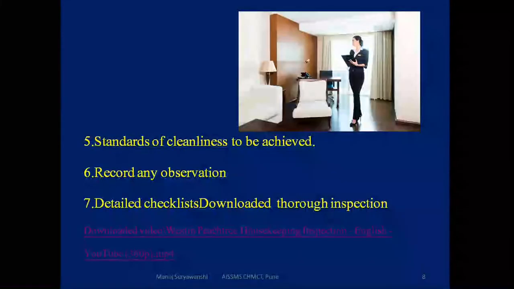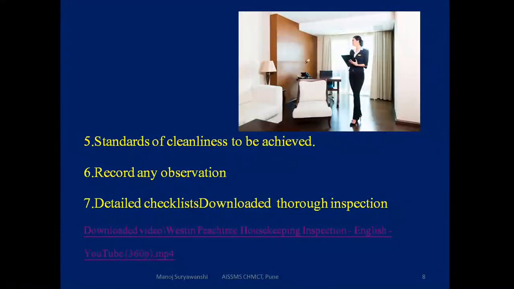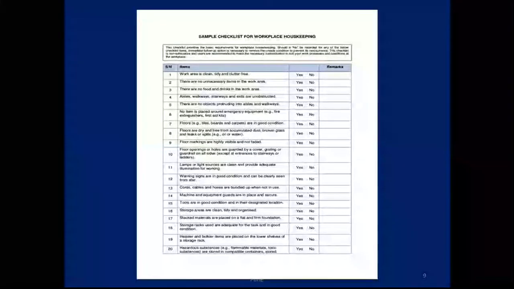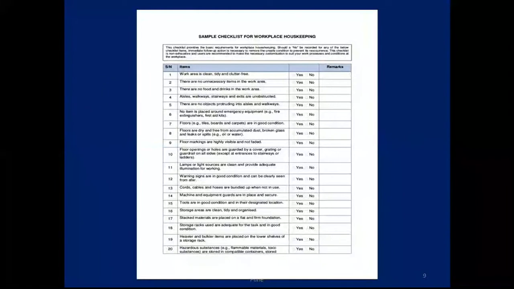Now you can see how the supervisor has inspected the guest rooms. This is the sample checklist format for workplace housekeeping. You can see serial numbers are there, items are there, and whether it has been clean or not. So there are two options, yes or no, and whatever discrepancy has been found by the guest room attendant or supervisor, they can clearly mention in the remarks column.